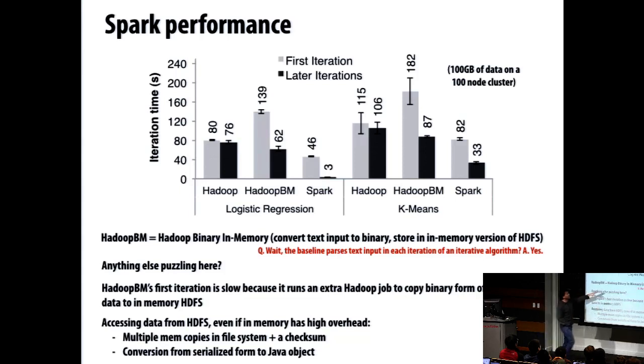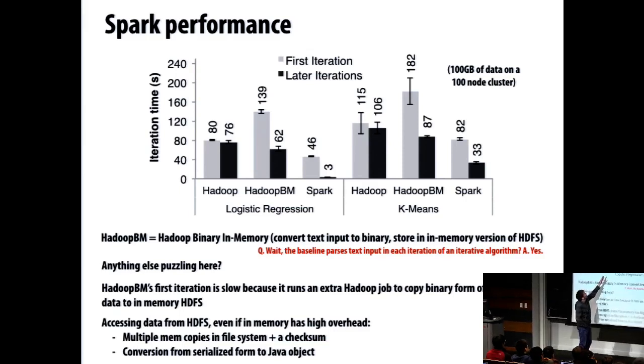This is two iterative algorithms, like k-means clustering. I can't remember what the actual input data was, but it was like 100 gigabytes of data on a 100-node cluster. This is the amount of time for the first iteration that loaded off disk, and then all the subsequent iterations were operating on a materialized view in memory. Except on Hadoop, all iterations came off disk. So what are some of the things that you're noticing, first of all?